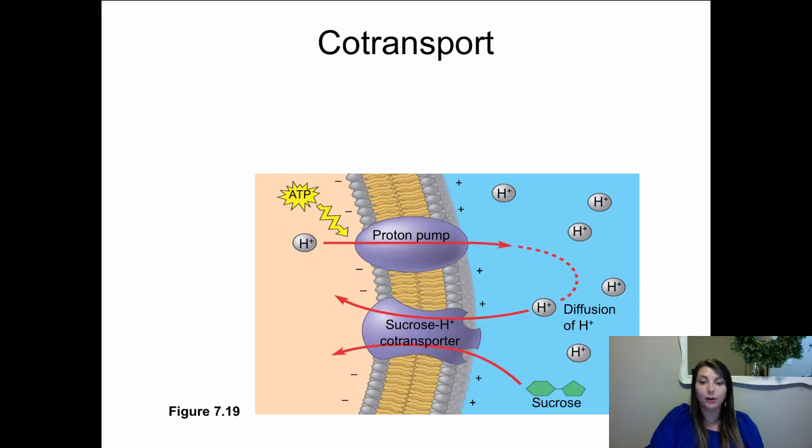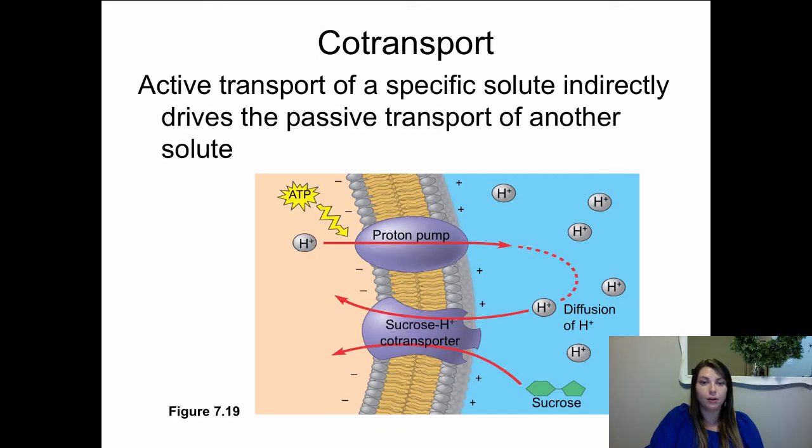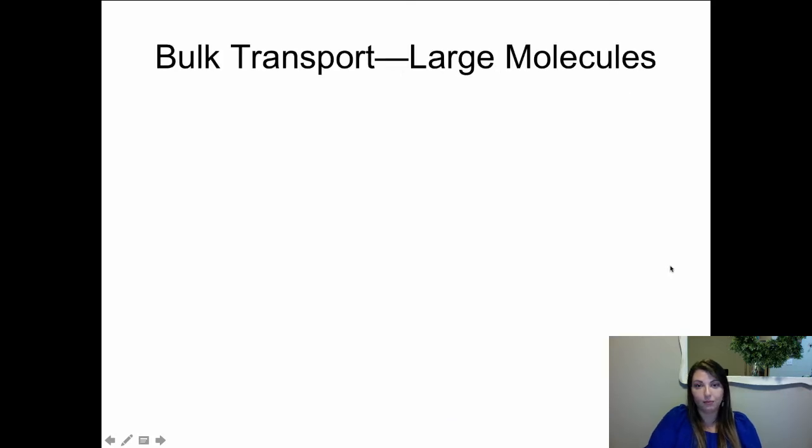So co-transport is another type of active transport. And this is of a specific solute that will indirectly drive the passive transport of another solute. So the active transport of this proton will passively help in the transport of another solute back into the cell.